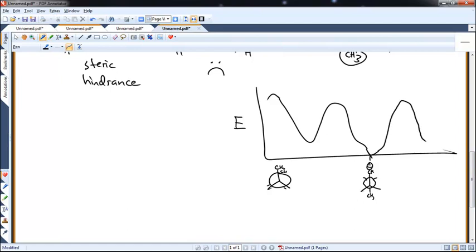Right, and it'll be symmetrical, and like that. So this would be 0 degrees, meaning the starting position, and this would be 180.